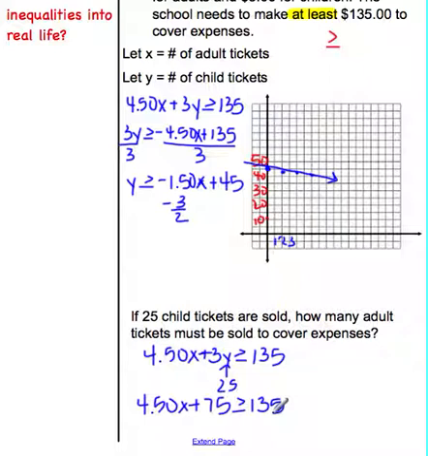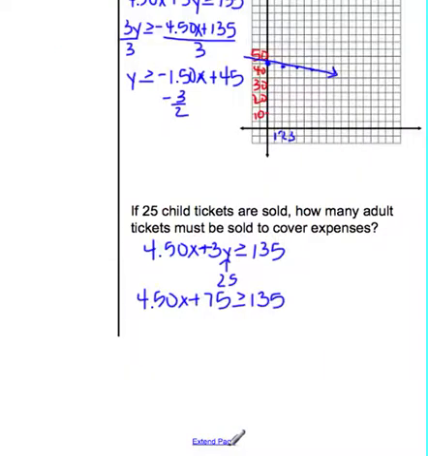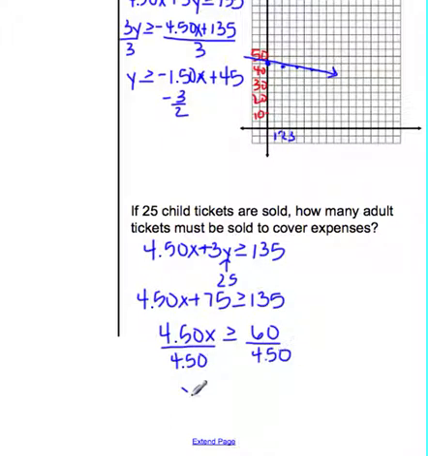We'll subtract 75 from both sides, and that gives me 4.50 X on the left, and on the right, 5 minus 5 is 0, 13 minus 7 is 6, so we have 60 here. So then we divide by 4.50 on both sides, giving me X is greater than or equal to.